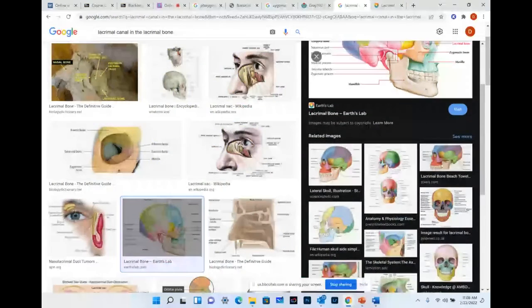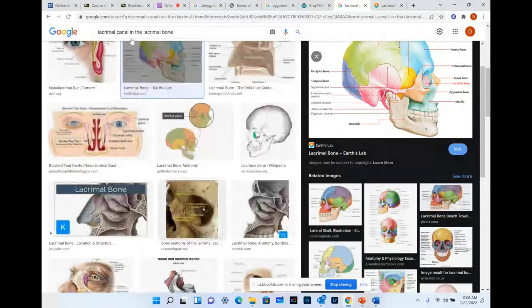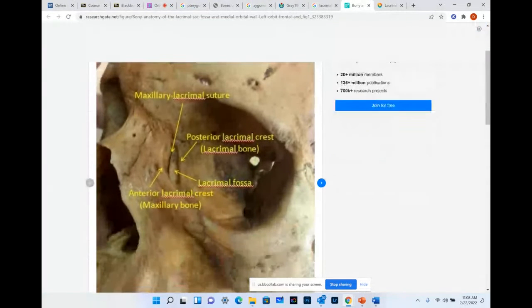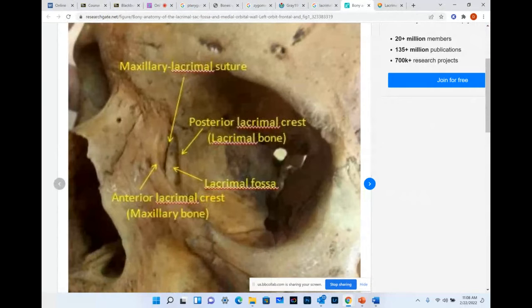And oh, another one. Oh, this is even better. Look at this one. This is your lacrimal bone. Do you see this depression? That is nasolacrimal groove. And you see this hole right here? Look at my cursor. You see this hole? This is your lacrimal canal. And all this is right next to the nasal bone. Look at this one. This is the nasal bone right here. This is your maxilla. And this is your what? Lacrimal bone.